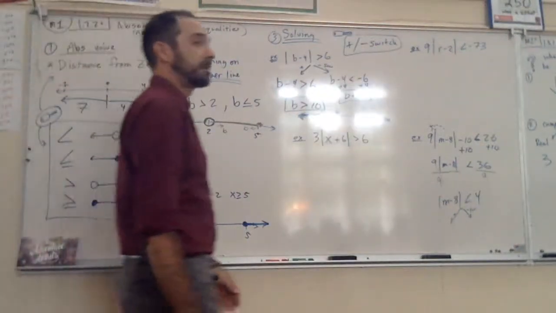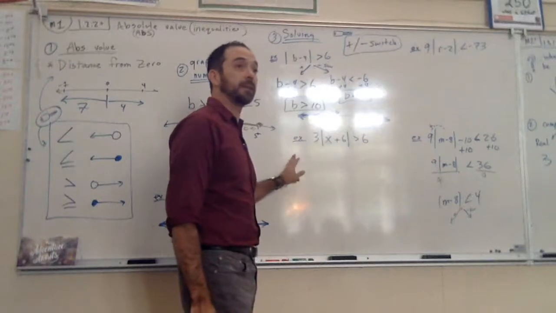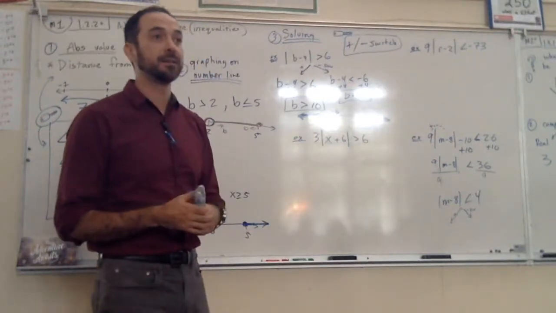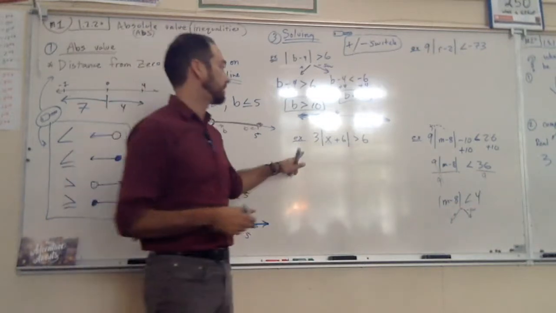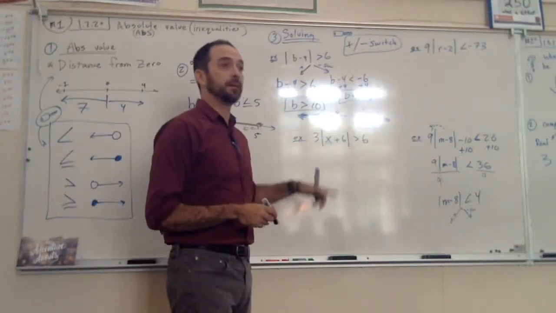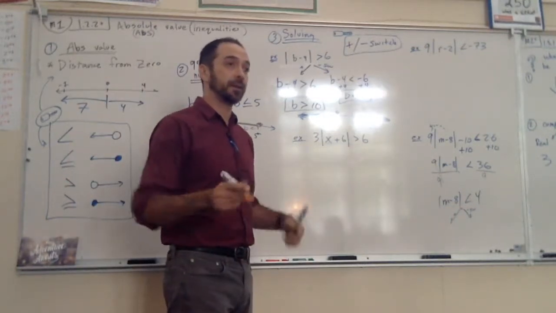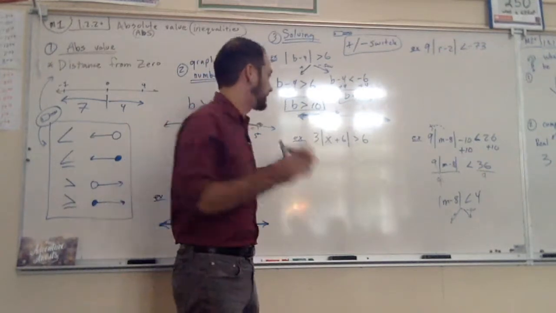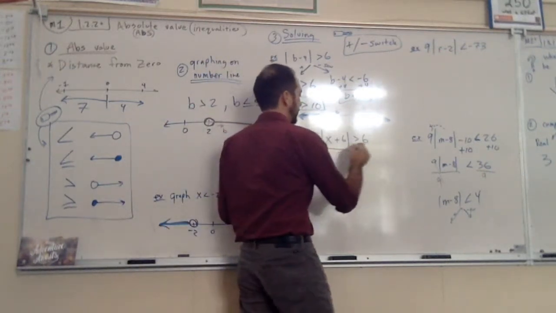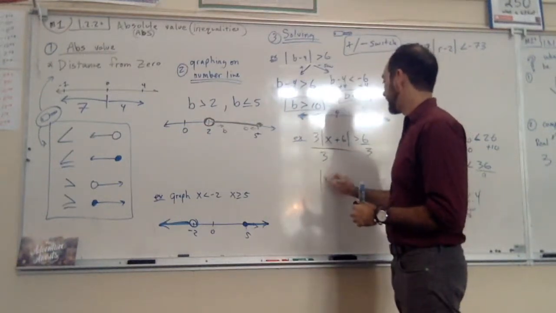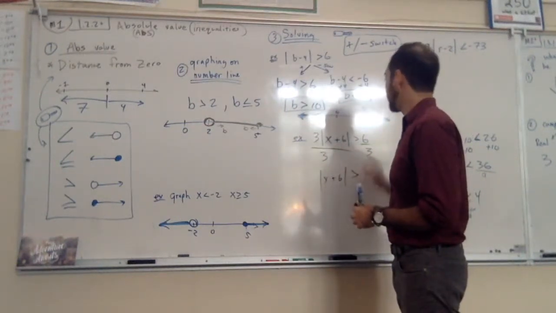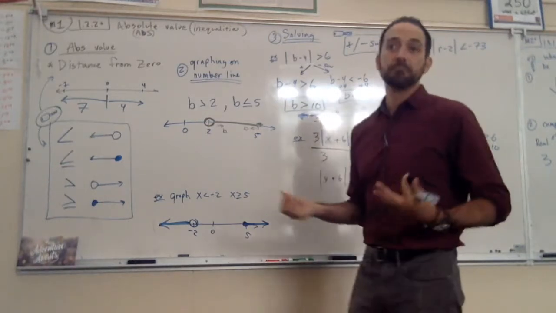Solomon, what do you think? Can you give me my first step? What is my first step going to be with this? You want to ask someone else in your group real quick? Divide by 3. I'm trying to isolate x. Divide by 3 allows me to cancel those 3's out. Absolute value of x plus 6 is greater than 2. What's next?